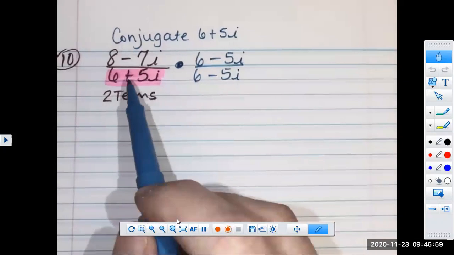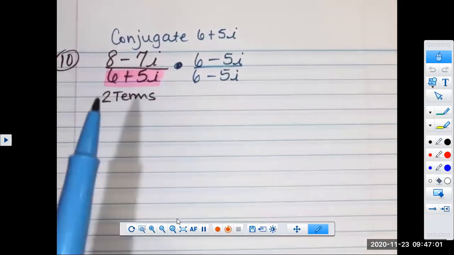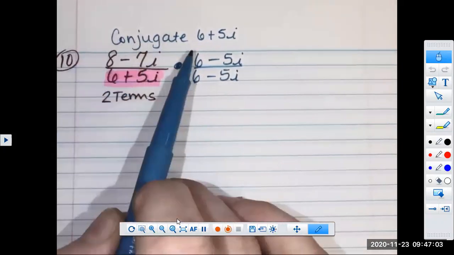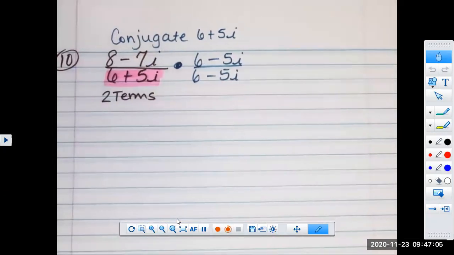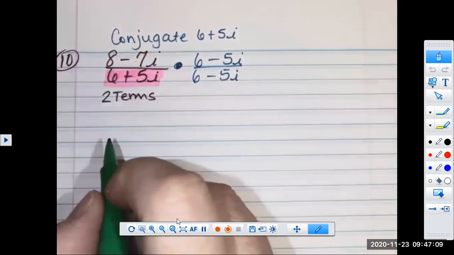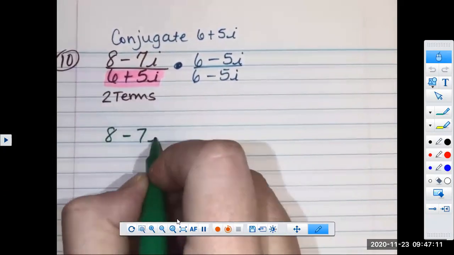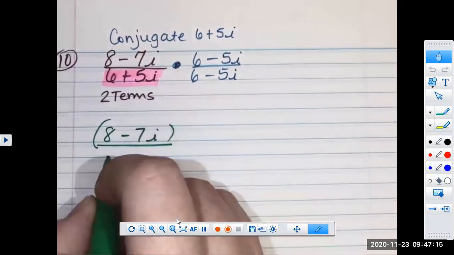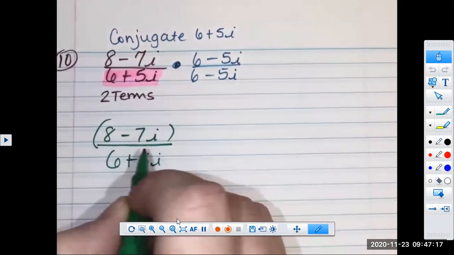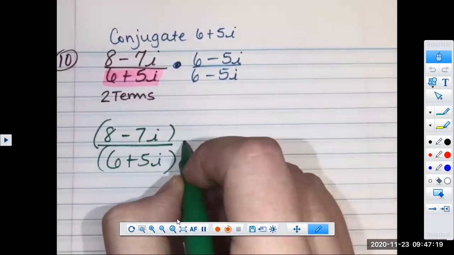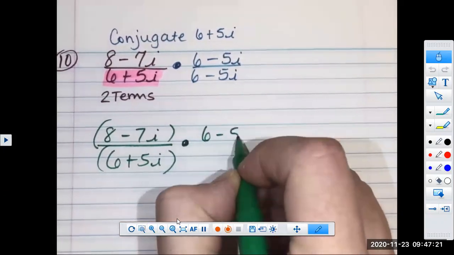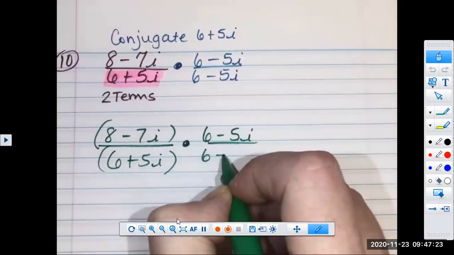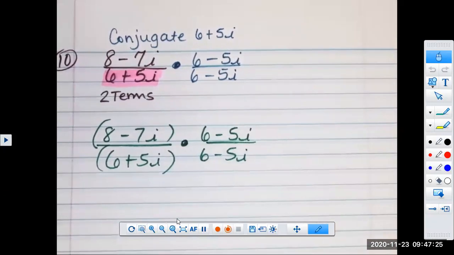Okay, so from this point, you need to FOIL on top. So this is what we have. I'm going to rewrite the problem to make it easier for you to follow. So we have 8 minus 7i over 6 plus 5i. This was your original problem. Now we're multiplying it by the conjugate of the bottom.